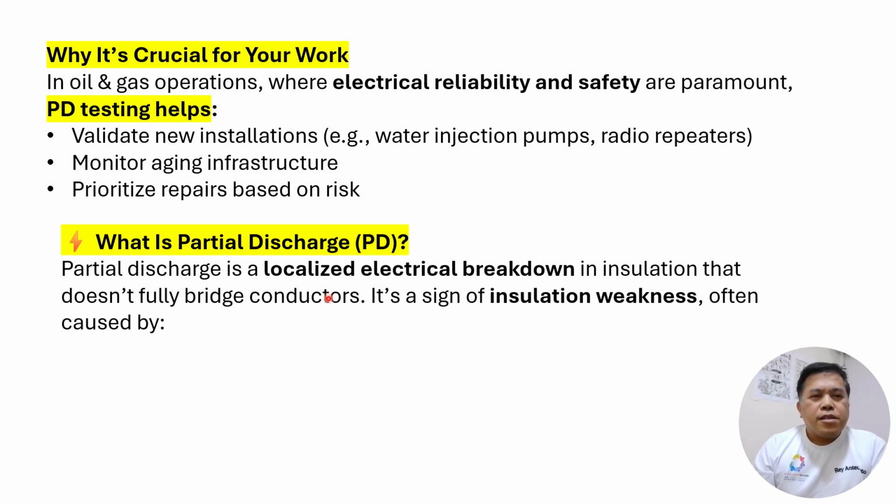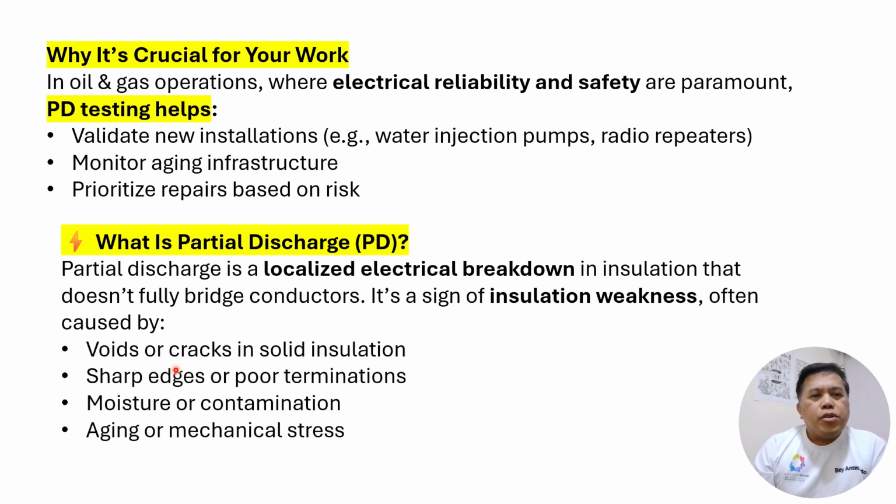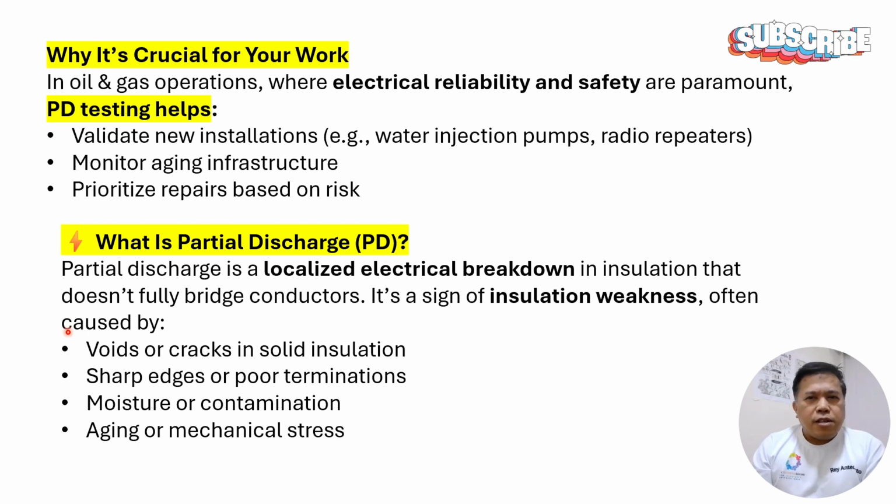So partial discharge is a localized electrical breakdown in insulation that doesn't fully bridge the conductor. It's a sign of insulation weakness, often caused by voids or cracks in solid insulation, sharp edges at termination, moisture or contamination, aging, or mechanical stress. This is the main issue, guys, if you are working in the industry. So you should be very careful about this, and don't agree to these kinds of defects that we find during the construction stage. We are the inspector as well.